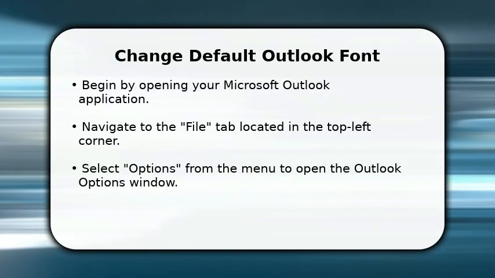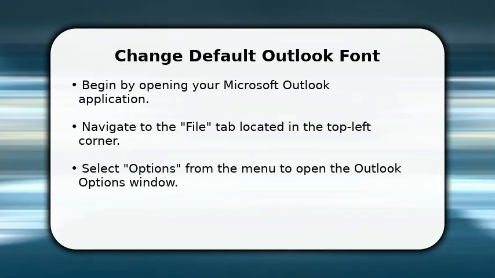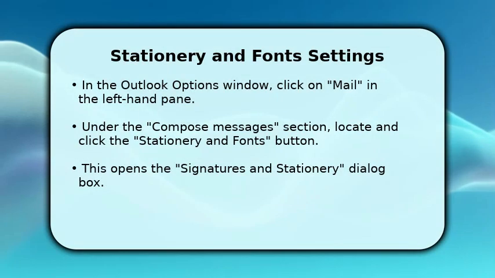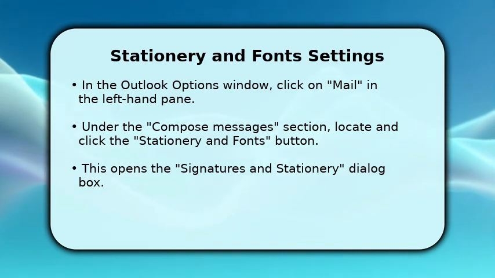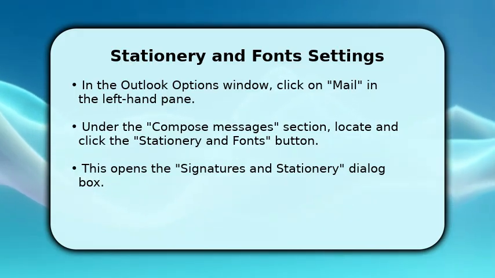From the drop-down menu that appears, simply click on Options. This action will open a new window, giving you access to all of Outlook's settings and preferences. Now that you're in the Outlook Options window, look to the left-hand side and click on Mail. This will bring up several email-related settings.